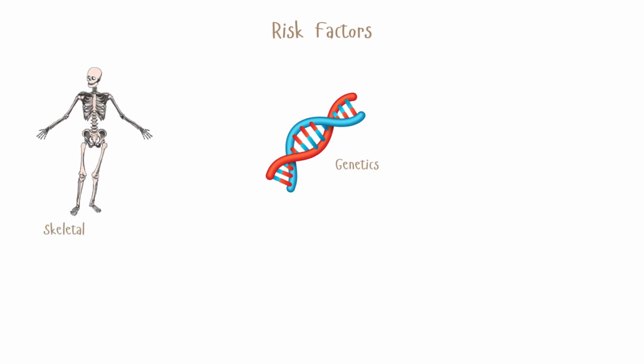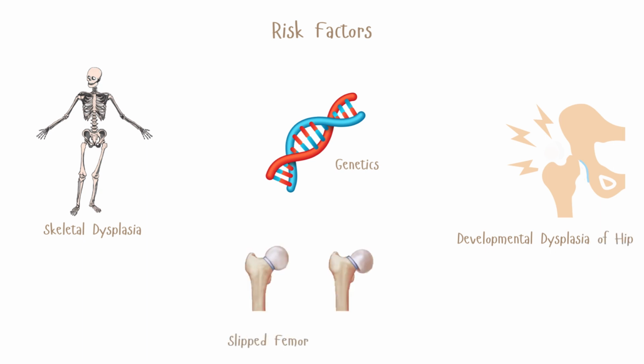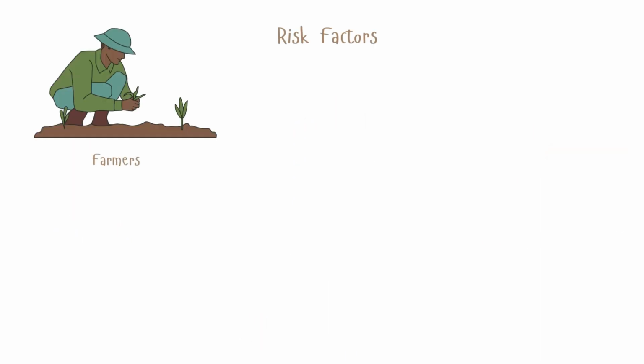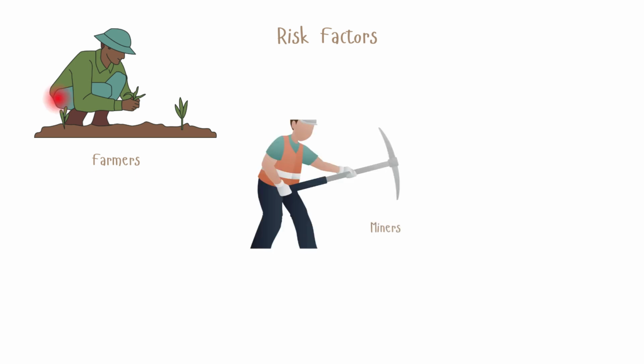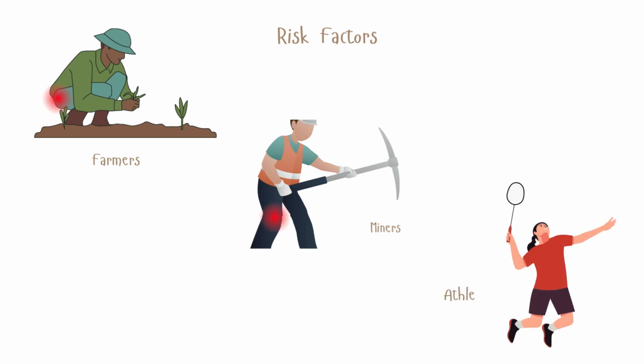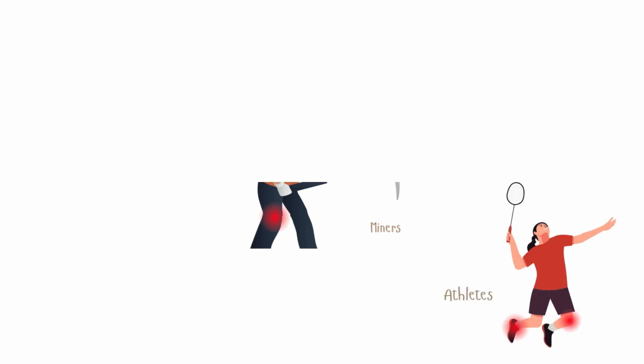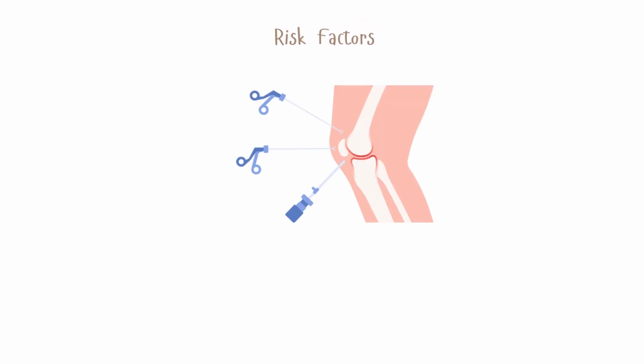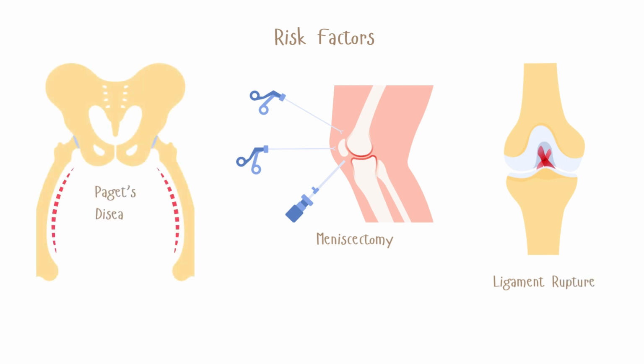The risk factors for osteoarthritis are the genetics that include skeletal dysplasias, developmental dysplasia of the hip, slipped femoral epiphysis. These abnormalities are due to the abnormal load distribution across the joint. Occupational risks are for farmers, who are at risk for hip osteoarthritis, miners for knee osteoarthritis, elite athletes for knee and ankle osteoarthritis. Unfavorable biomechanics are due to meniscectomy, ligament rupture, Paget's disease of the bone.